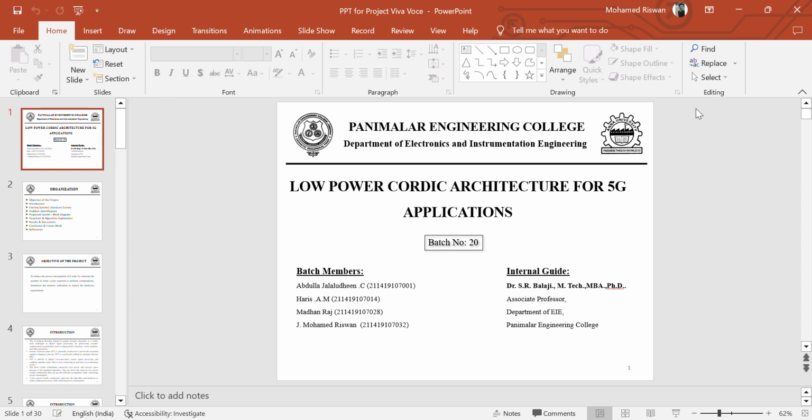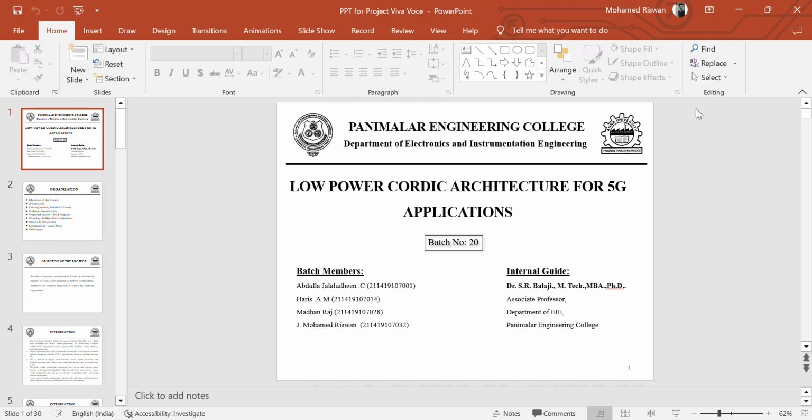Hi, today we are going to see what low power CORDIC architecture for 5G applications is. Actually, what is low power CORDIC architecture? In modern days, we are using mobile phones and doing research on wireless communication and satellite communication. So what's the major thing there? The thing is the power consumption and the hardware.